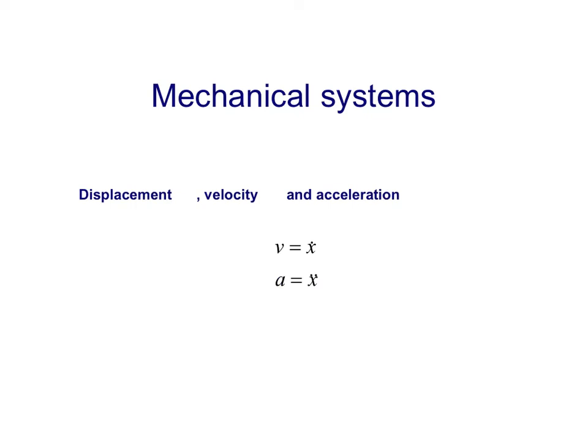Let's consider now translational mechanical systems. We are going to consider the variables involved here, and they are going to be displacement as x. We are going to consider velocity, which is the first derivative of the position, meaning x dot, and acceleration, a, equal to x double dot, or second derivative of position with respect to time.